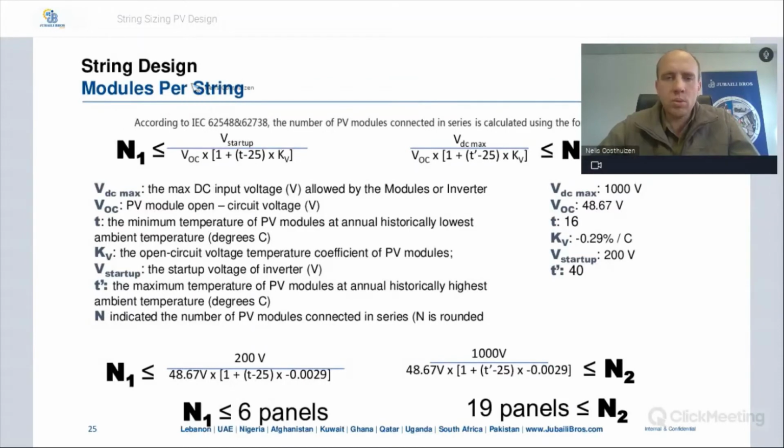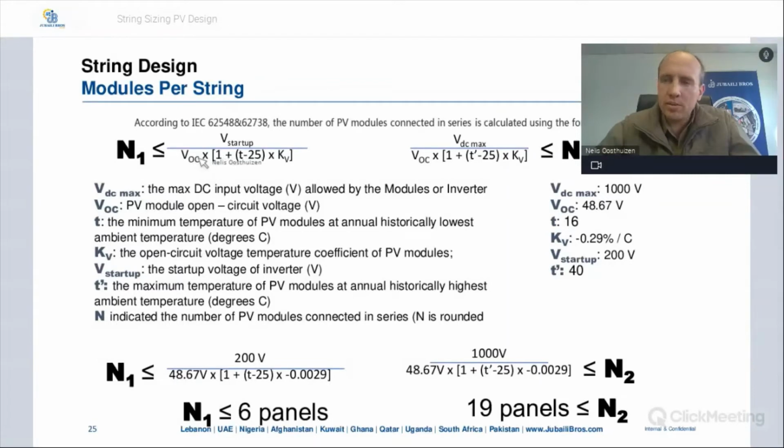So the first one is a mathematical calculation. It's the modules per string. According to IEC standards, the number of PV modules connected in series is calculated using the formula shown below. The first one is your minimum panels. It says that your panels should be more than or equal to the first component of this equation, which is your V startup, the startup voltage of your MPPT, divided by the VOC, your open circuit voltage.